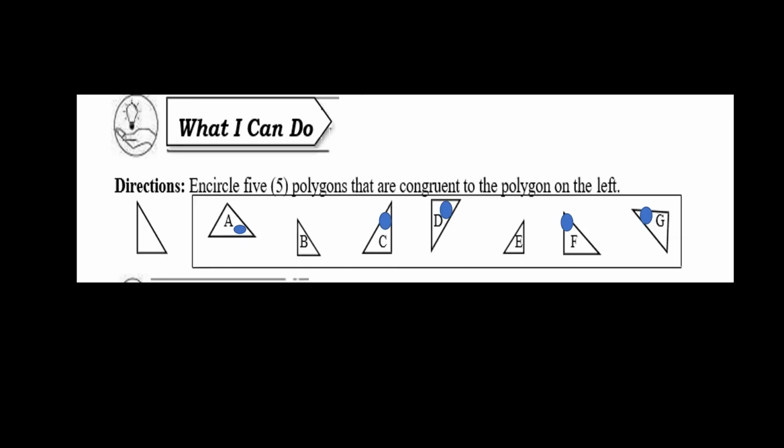Now, let's go now on what I can do. Encircle 5 polygons that are congruent to the polygon on the left. So we're going to look for 5 polygons compared to these that have the same size and shape. So the answer is letter A, letter C, letter D, letter F, and letter G. Okay.